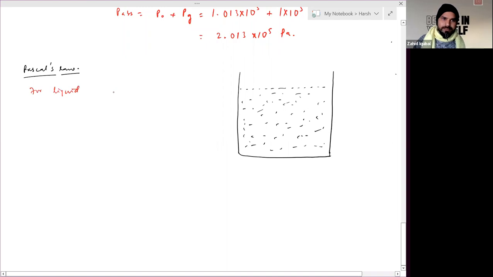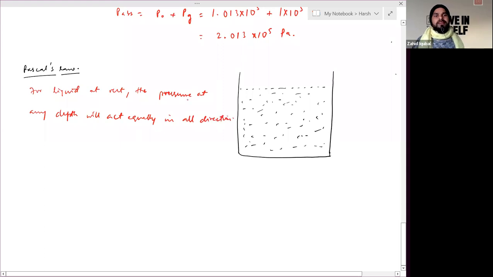For liquid at rest, the pressure at any depth will act equally in all directions. We have to prove this statement. Let me define how to prove.